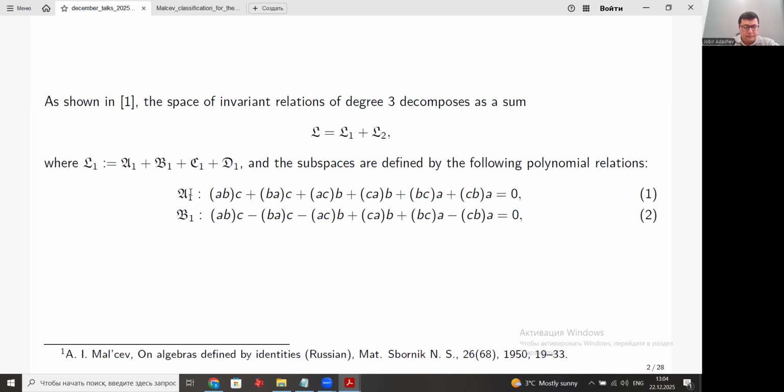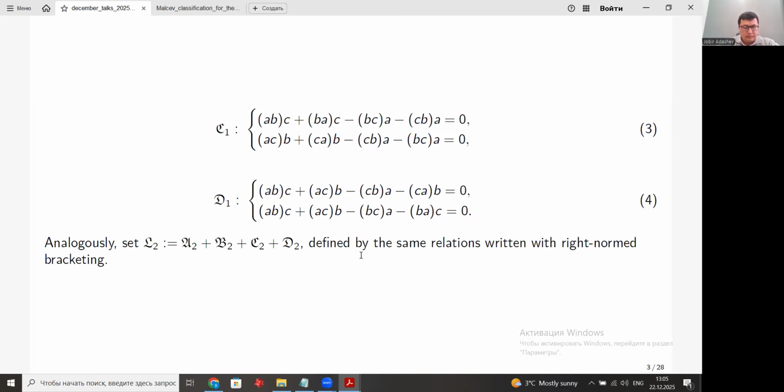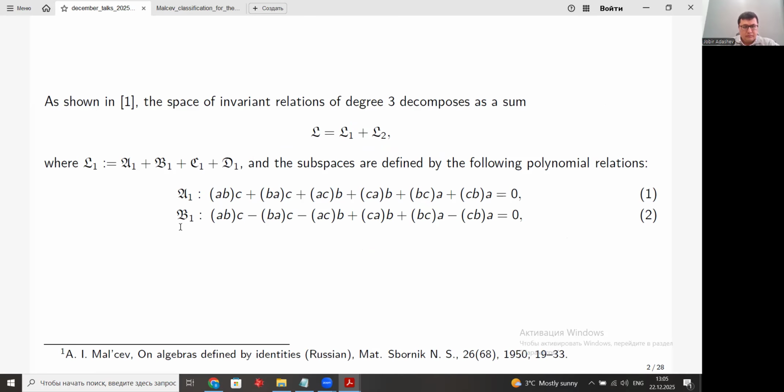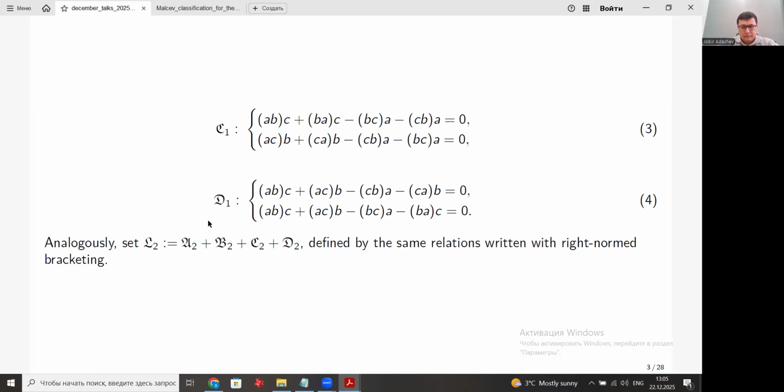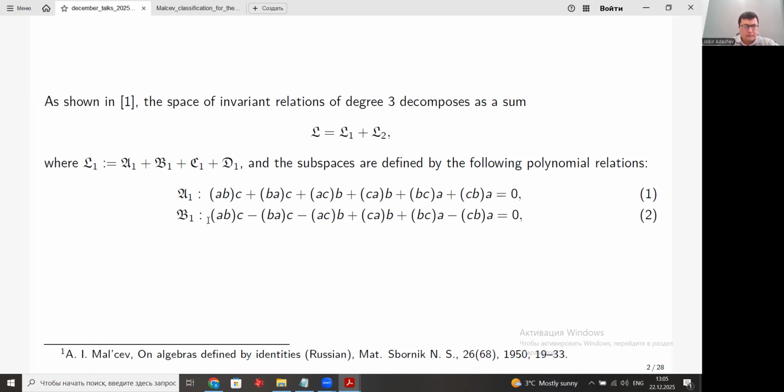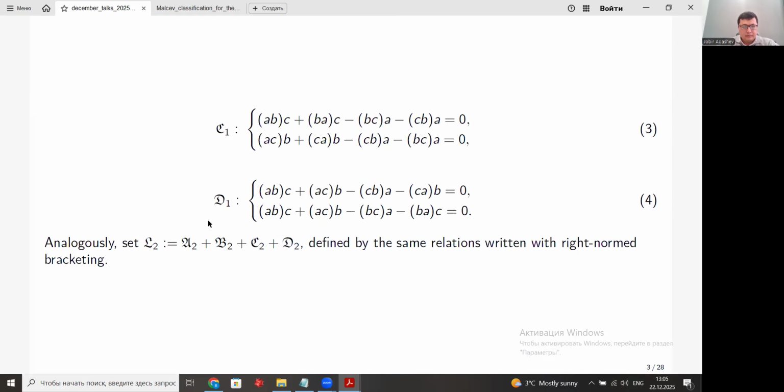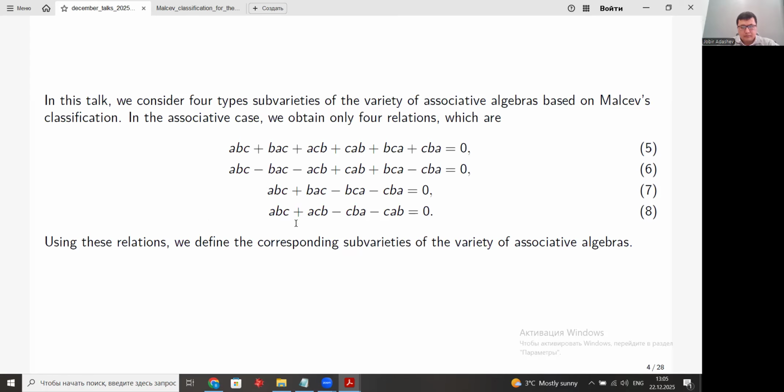The first subspace is A1, and we know that in the variety of associative algebras, A1 coincides with A2, because the difference between them was just the brackets, left bracket and right bracket. So in associative algebras, A1 equals A2. The same thing with B1, it coincides with B2. The same with C1 and C2, and D1 and D2. By these relations, we can define identities in associative algebras. So we obtain only four identities.